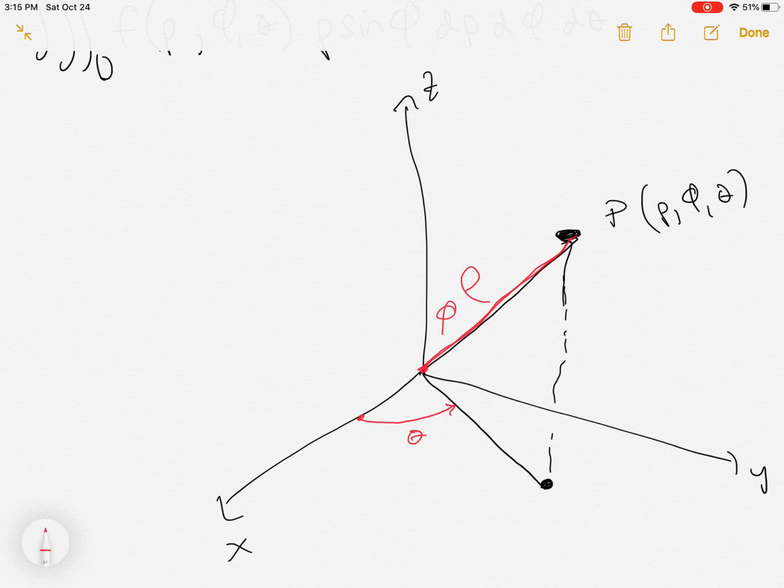Okay? And when this works, it makes life really simple, but it doesn't always work. You need to be on a sphere. That's why they're called spherical coordinates, because points on a sphere have this setup.